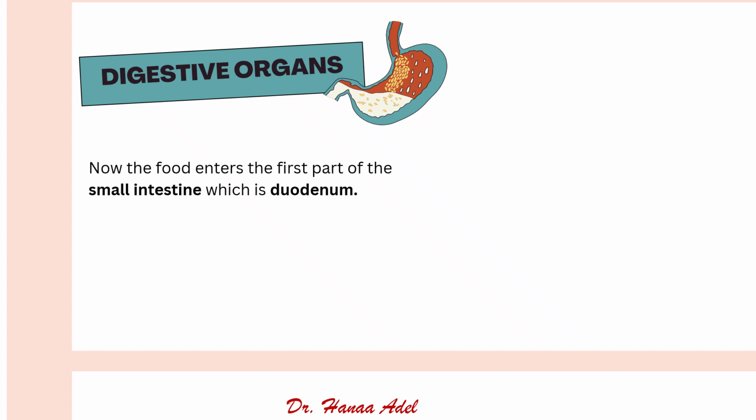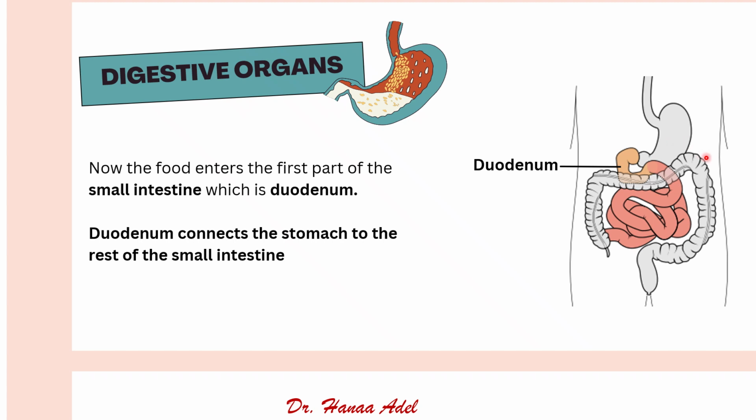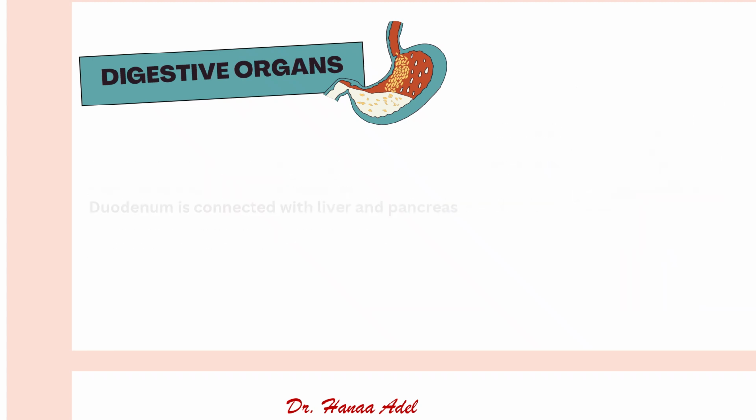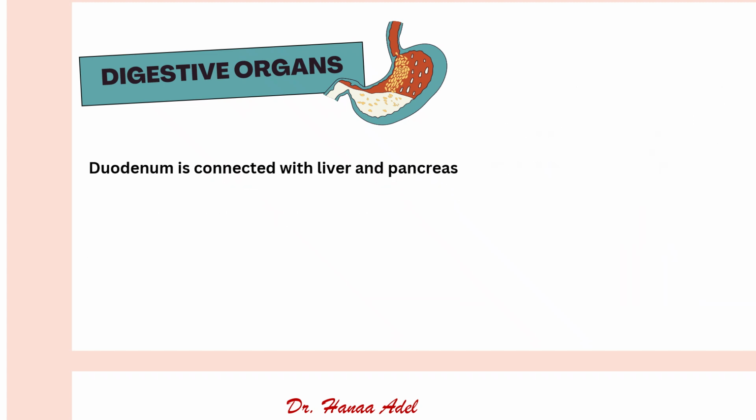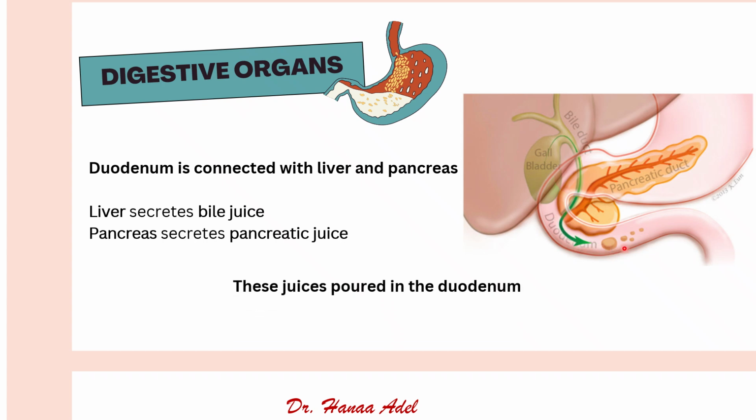Now the food enters the first part of the small intestine, which is the duodenum. The duodenum connects the stomach to the rest of the small intestine. So this is the stomach and the rest of the small intestine, and the duodenum connects between them. The duodenum is connected with the liver and pancreas. The liver secretes bile juice that is poured in the first part of the small intestine, the duodenum, and the pancreas also secretes pancreatic juice that is poured in the duodenum.